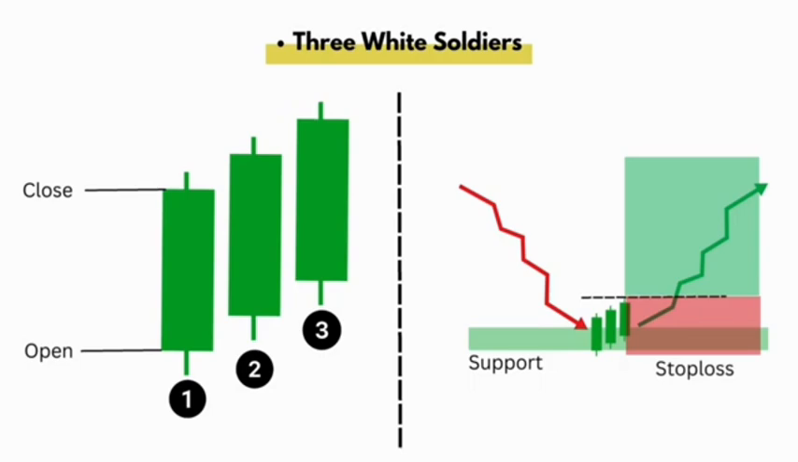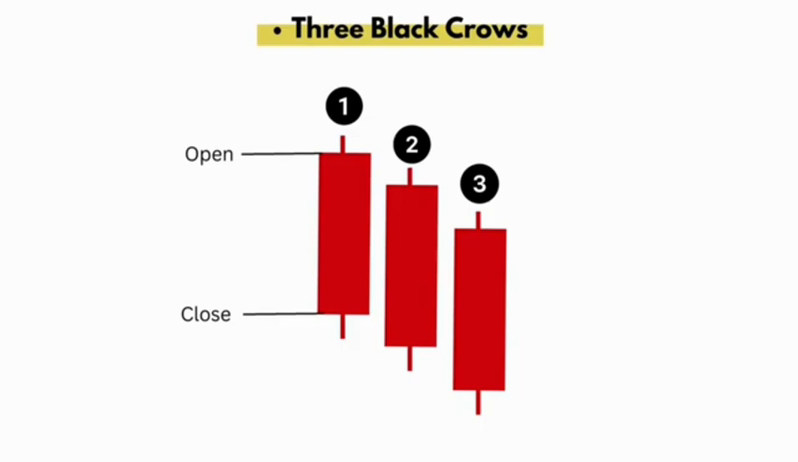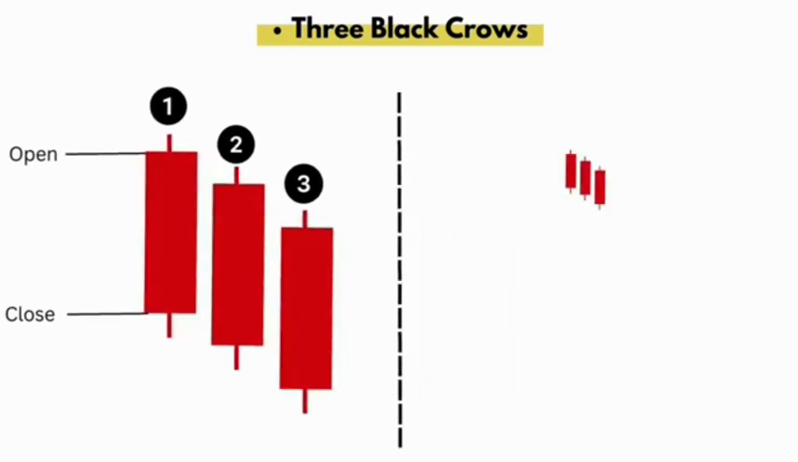3 black crows pattern. Now let's look at the fourth major candlestick pattern, the three black crows. This pattern is the exact opposite of the three white soldiers. It signals that the uptrend has likely ended and a new downtrend may be beginning. The pattern consists of three strong bearish red candles. Each candle opens and closes slightly lower than the previous one. The second candle opens and closes below the first candle. The third candle opens and closes below the second candle.